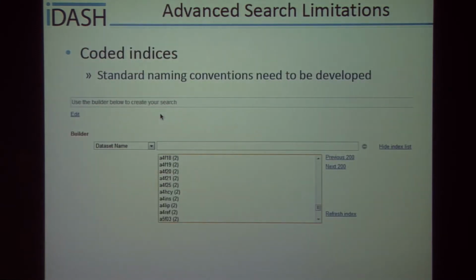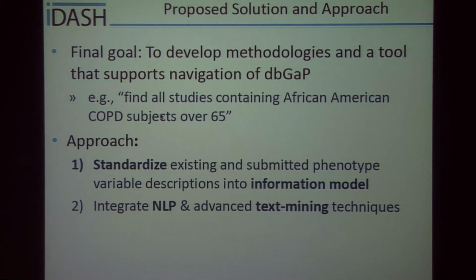The dbGaP system in place now also offers an advanced search option, a number of 35 field names, each of them with an index. I chose to show you this index to show you how many of those indexes are coded, limiting their effectiveness and usability. And so keeping these limitations in mind, our goal at the project is to develop the methodologies and a tool that would support the easiest navigation of our database.